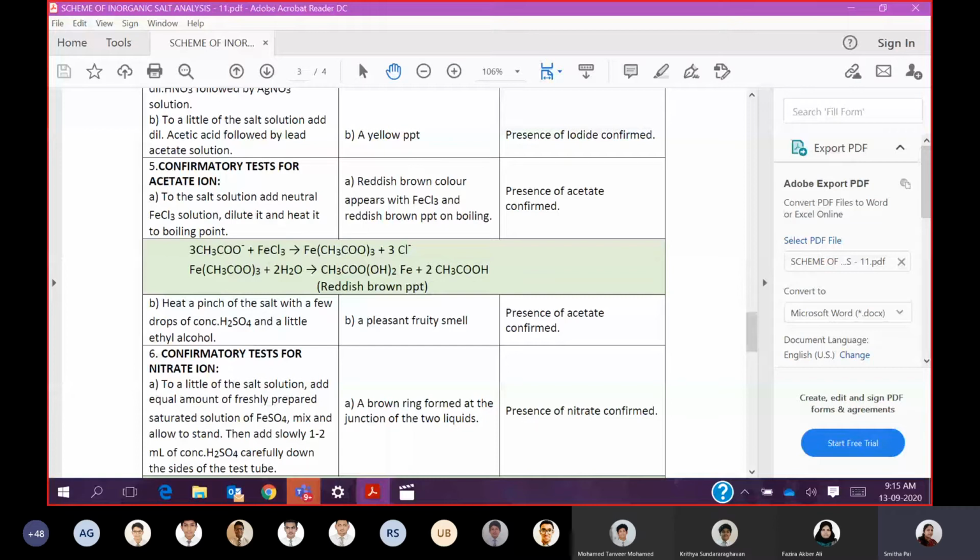If you have any doubts related to acetate, you can please clear them now. You also have Fazira ma'am to help you out. Grade 11B. Yes, ma'am. I think my boys are there, right? Yeah, all are there. I can see the students. Boys, please feel free to ask the doubts with Nida ma'am.